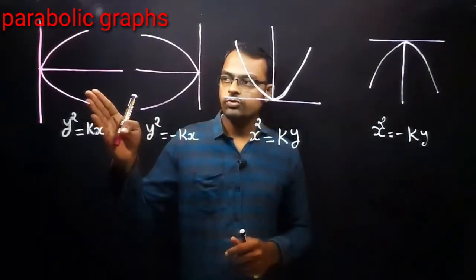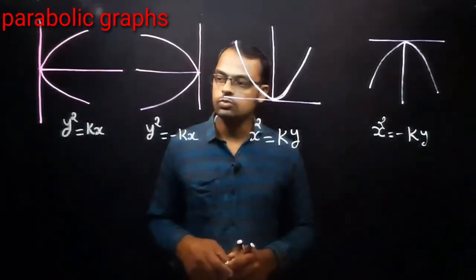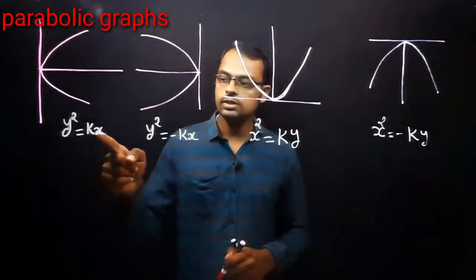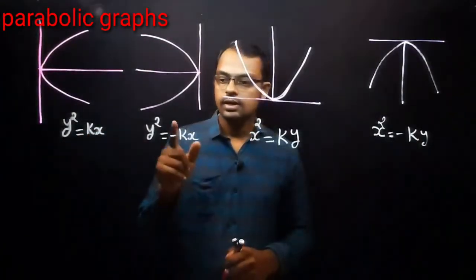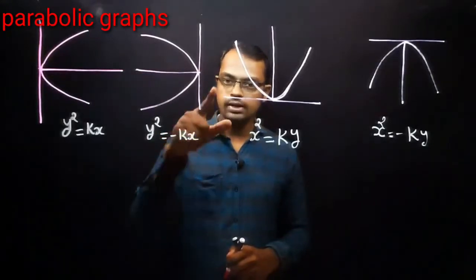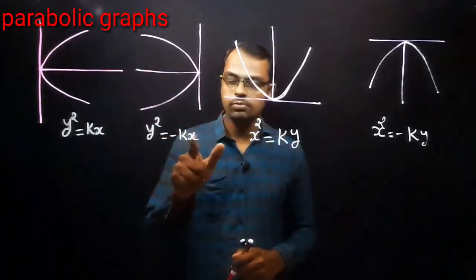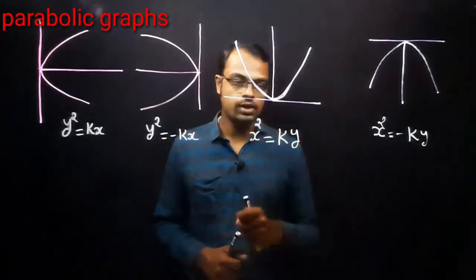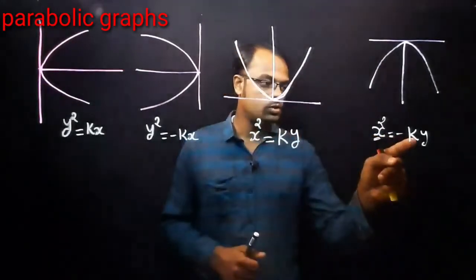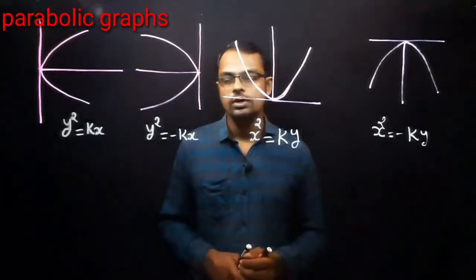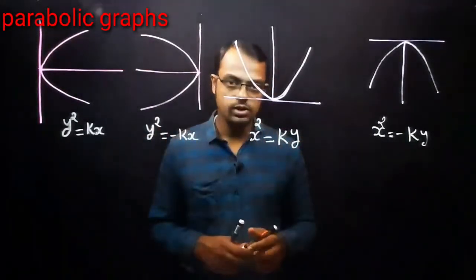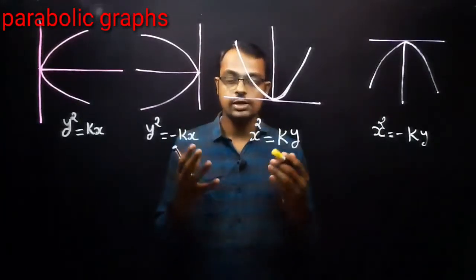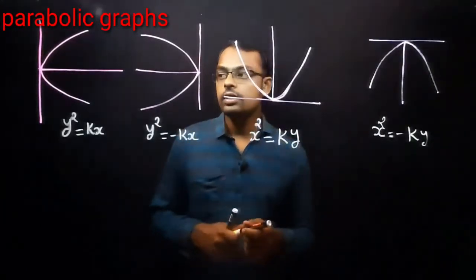The general equation for the first type of graph is y square is equal to kx, or y square is directly proportional to x. Here it is y square is equal to minus kx, or y square is directly proportional to minus x. In this case, x square is equal to ky, and here x square is equal to minus ky. So among these parabolic graphs, for explaining our position time graph, we require two cases here.